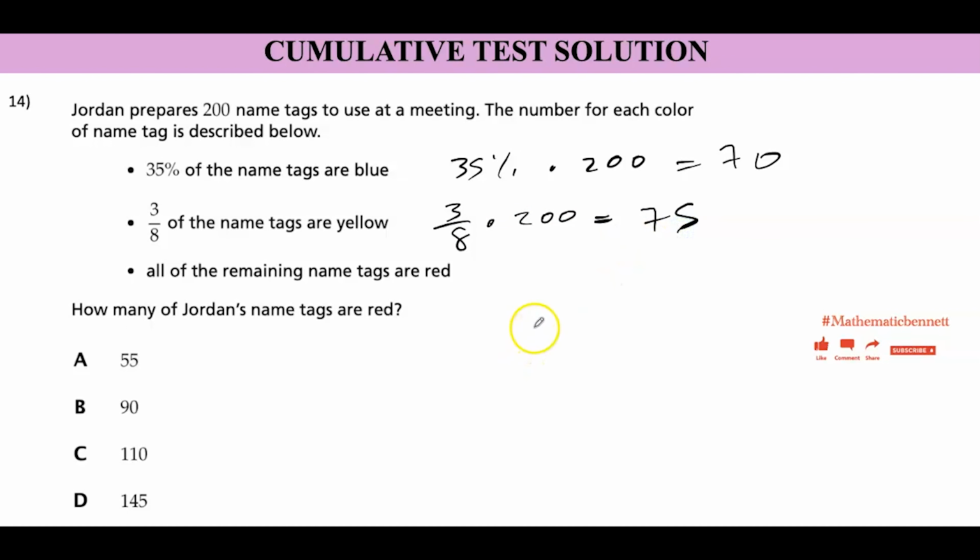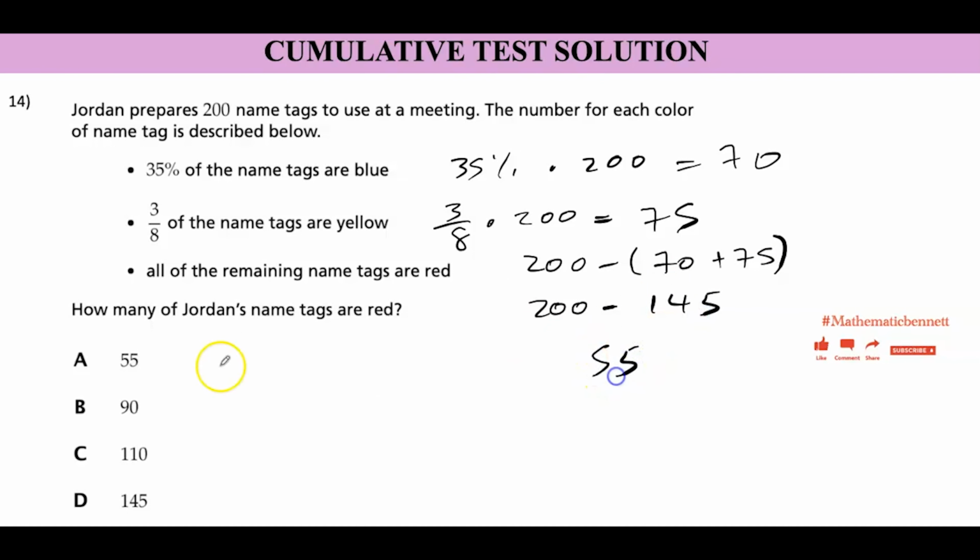And they said the remainder was red. How many of them were red? Alright, so we know it's 200 name tags, so we're subtracting 70 plus 75. So we see that it's 200 minus 145, which gives me 55. So 55 were red.